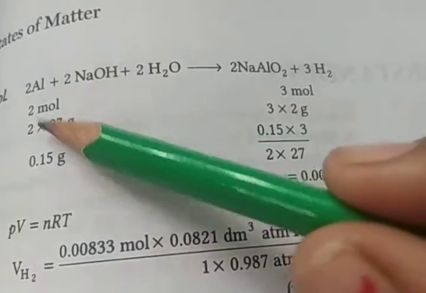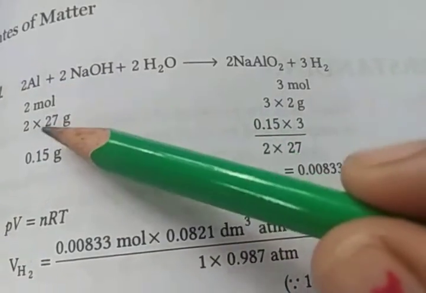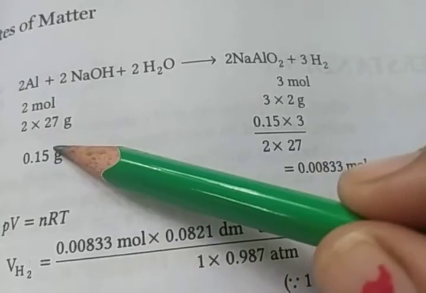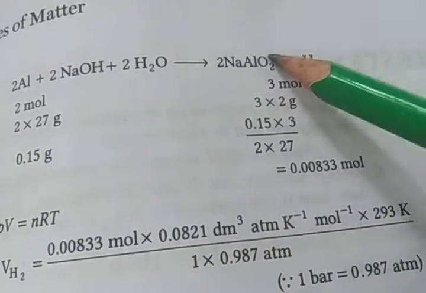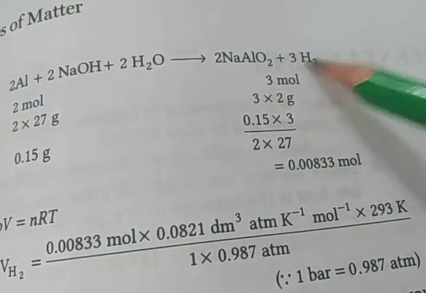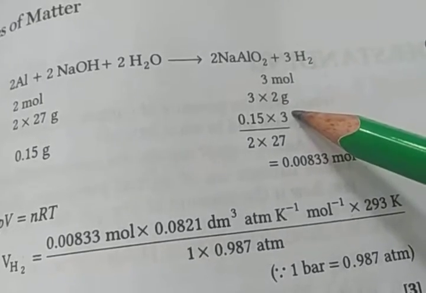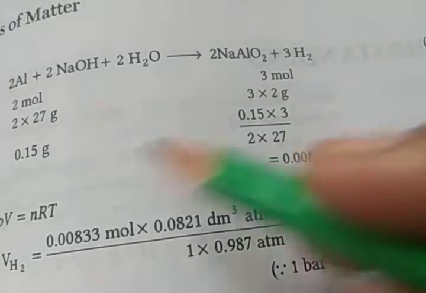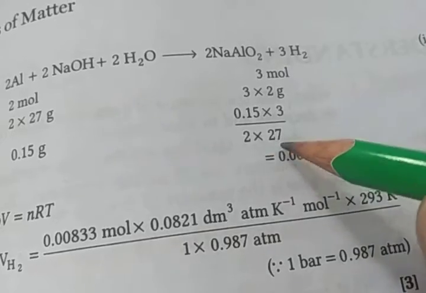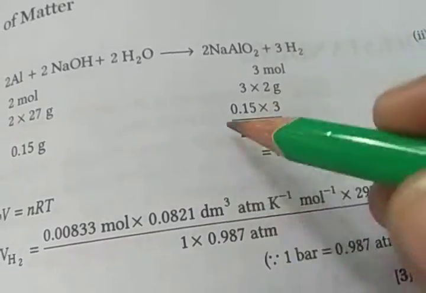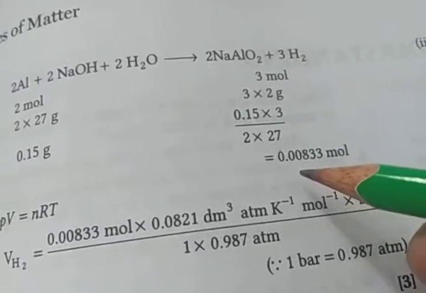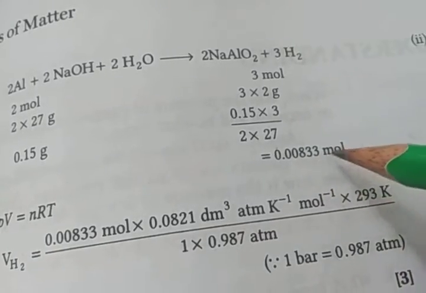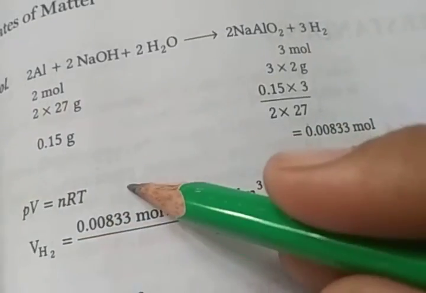So here aluminium 2 mole. Aluminium atomic mass is 27, so 2 into 27. And then here 3 mole of hydrogen. So 0.15 into 3 divided by 2 into 27. Cross multiply. So 0.00833 mole.